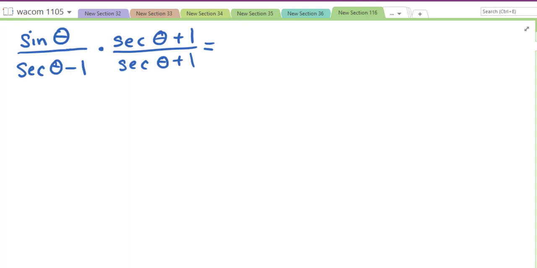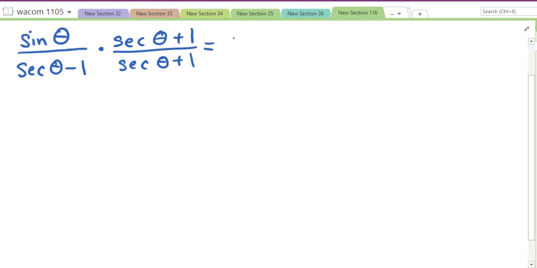All right, we're going to look at this problem and try to use one of our Pythagorean identities to see if we can simplify it. And so we're going to first multiply. This is what we're given in the problem to do. So we're going to multiply first sine theta times secant theta plus 1. So we will have a distribution here.